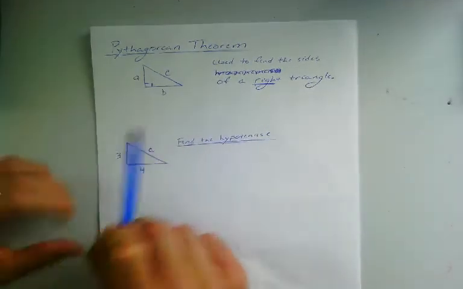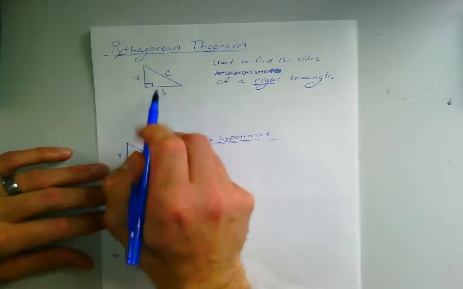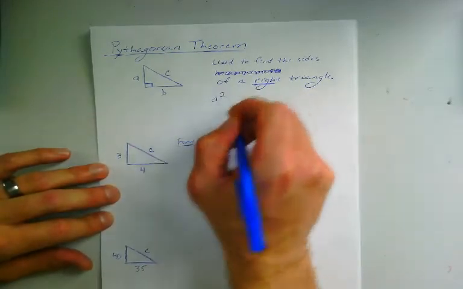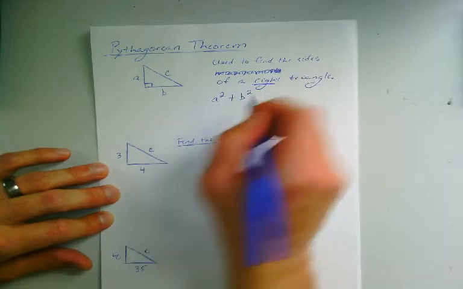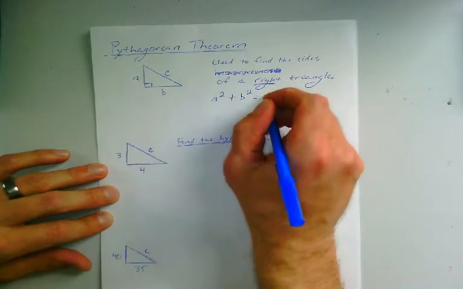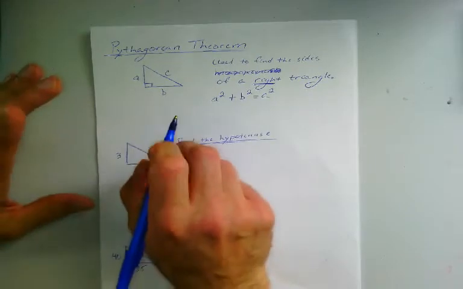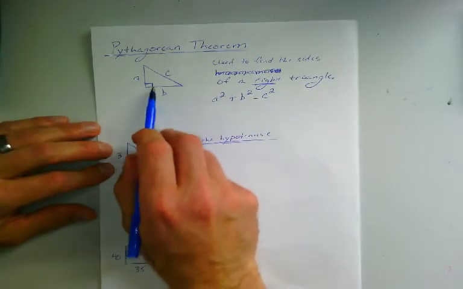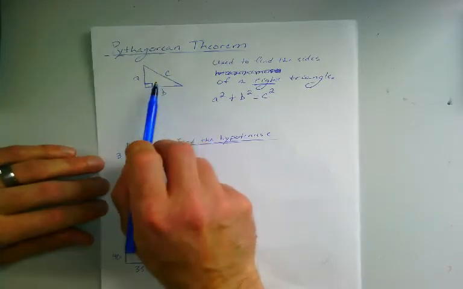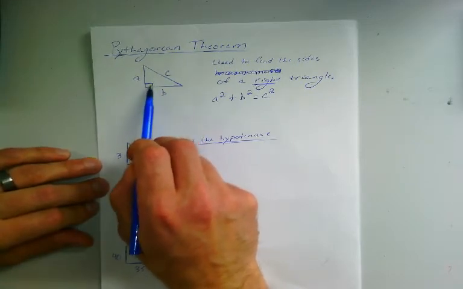What it says is that the two legs of the triangle squared, so if I have leg A and leg B, and I square them and I add them together, their sum will be equal to the hypotenuse, which I'm using as C, squared. So guys, get used to me calling A and B the legs of the triangle, and C is the hypotenuse. Remember, the hypotenuse is the longest side of a triangle, which is always directly across from the largest angle.